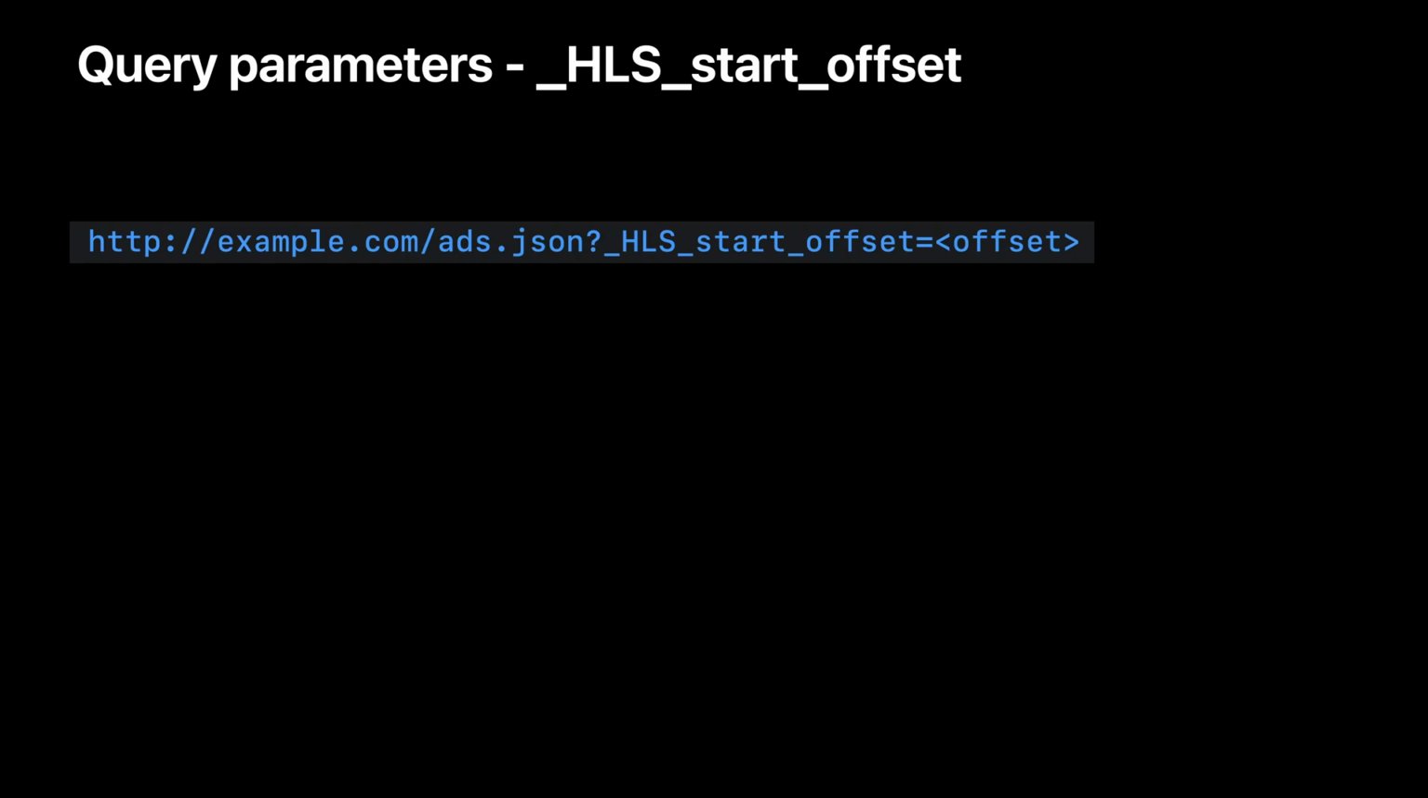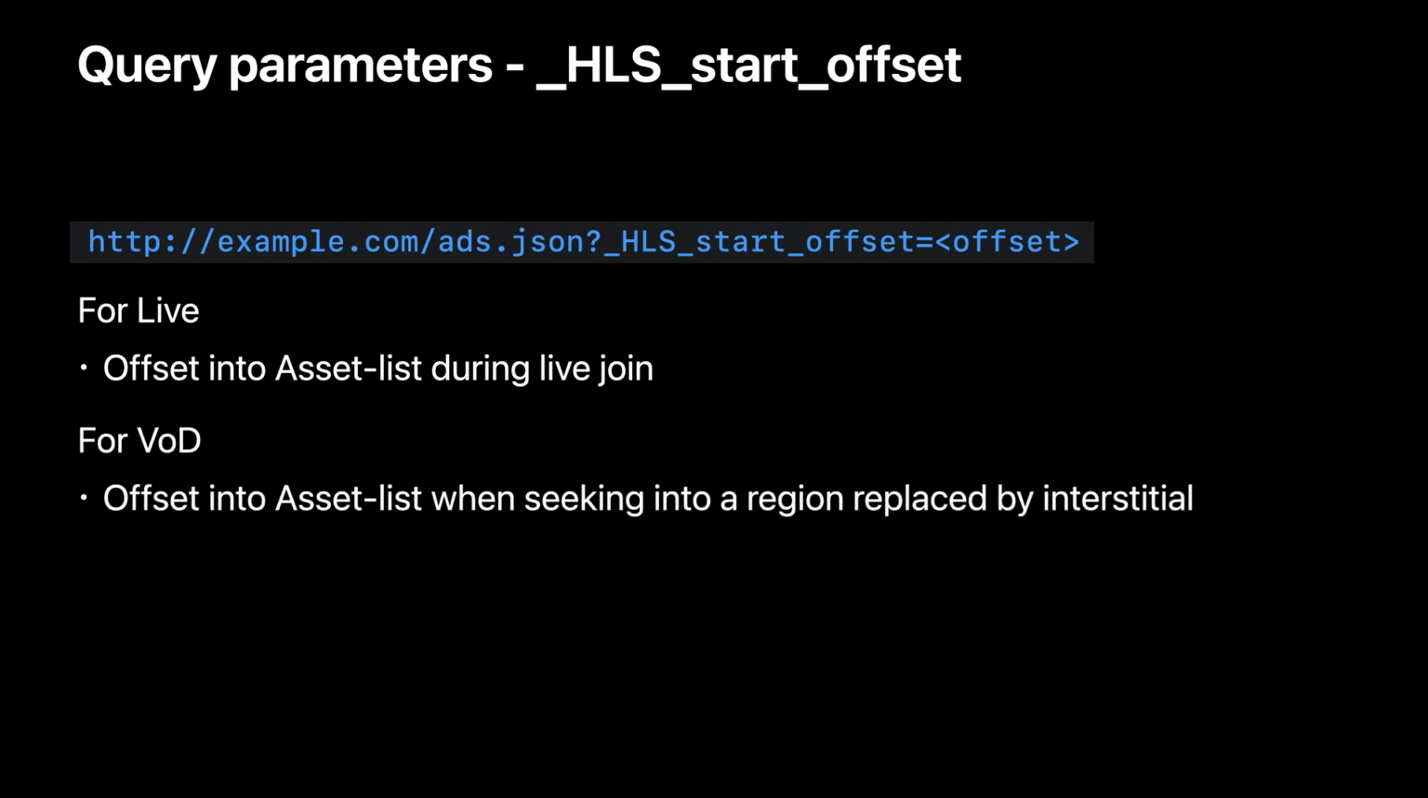The HLS start offset query parameter will be supplied with the request for the interstitials asset list URL. For live content, this would specify the offset into the asset list where playback would begin when joining a live stream. And for video on demand content, it would be the offset into the asset list when seeking into a region replaced by the interstitial.